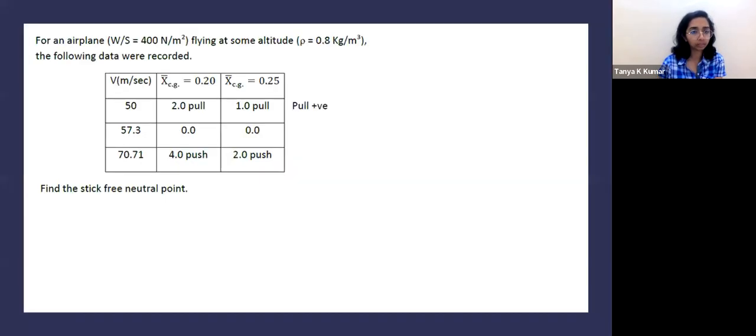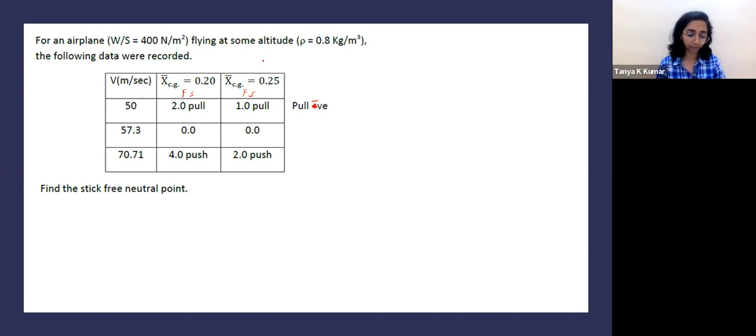Now this question for an airplane, they've given you W by S and the density at the altitude. They're giving you some values here. This is wrong. Pull is negative. When you pull, our convention is that pulling the stick is negative, pushing is positive. So now they're giving you the various velocities at which it's flying and the stick force. This is the stick force. And now they've asked you to find out the stick free neutral point.